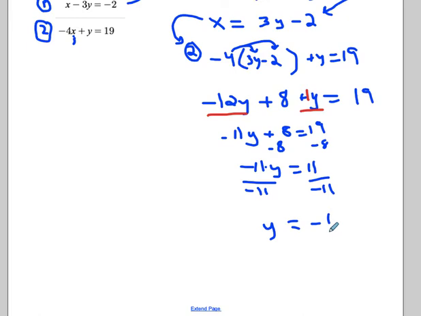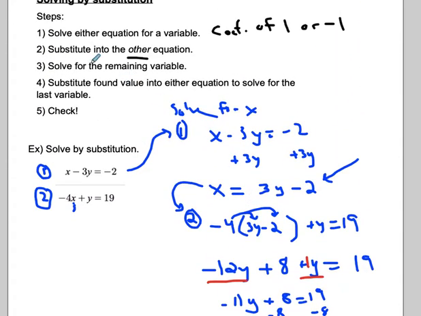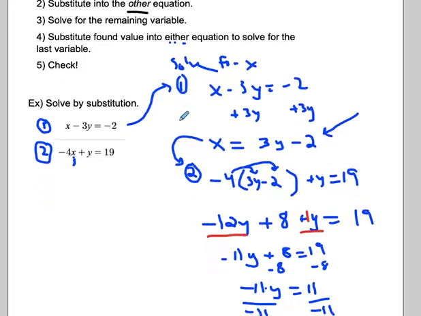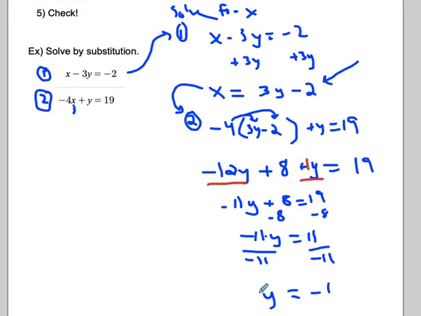So we just found one of our variables. Once you find one of the variables, now you can plug that into either equation and solve for that last missing variable. So you can take y equals negative 1 and plug it into either equation 1 or equation 2. I'm always going to pick the one that's going to be easiest to find the variable that I'm missing. So here I'm missing x, so I'm going to plug it right back into equation 1.